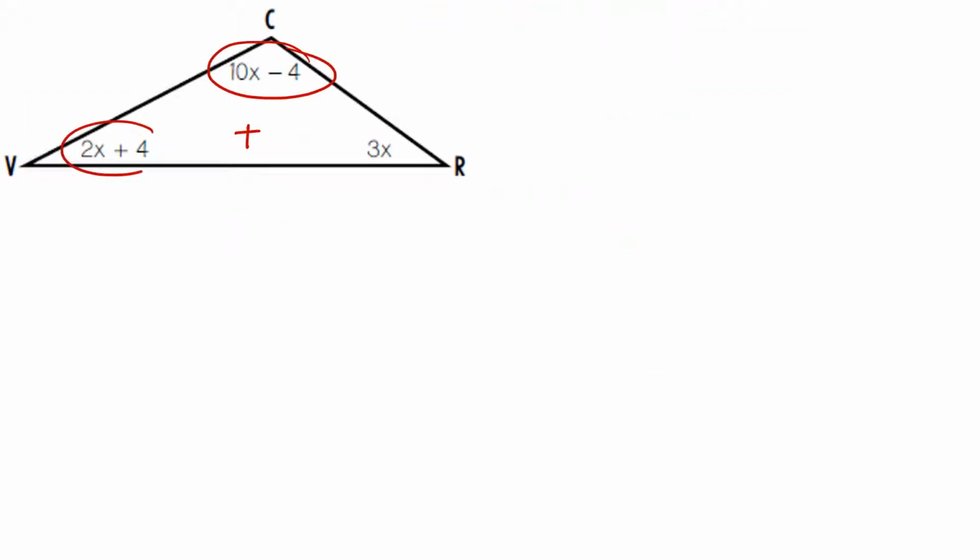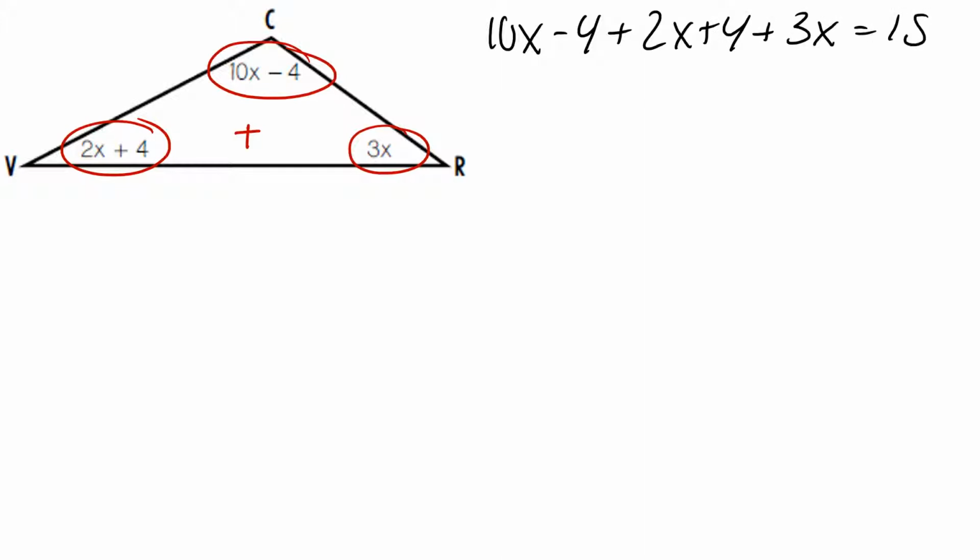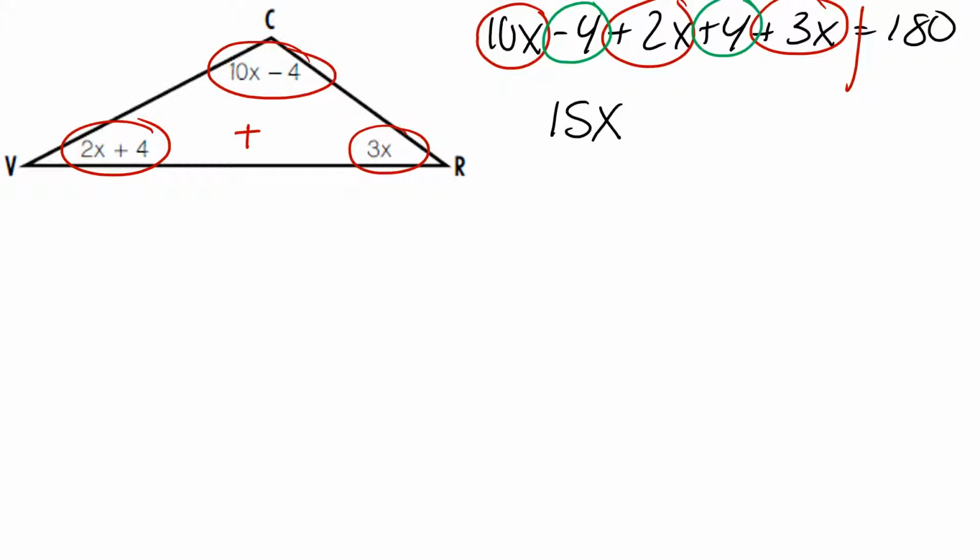Following our same method, we are going to add all three angles together. 10x minus 4 plus the 2x plus 4 plus the 3x equal to 180. We are going to add up all of our like terms. So we can add up the 10x plus 2x plus 3x, which is going to give us a 15x. The minus 4 and the plus 4, which is going to give us 0. We do not have to write zeros. They're not important. We don't have any more like terms to combine, and so our last step is just going to be to divide. When we divide 180 divided by 15, we get 12.